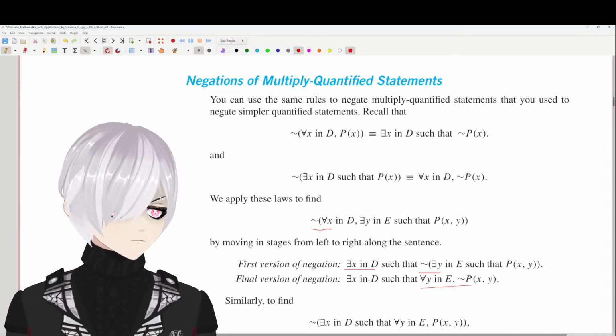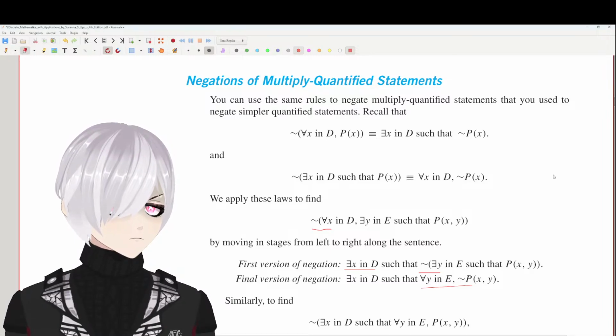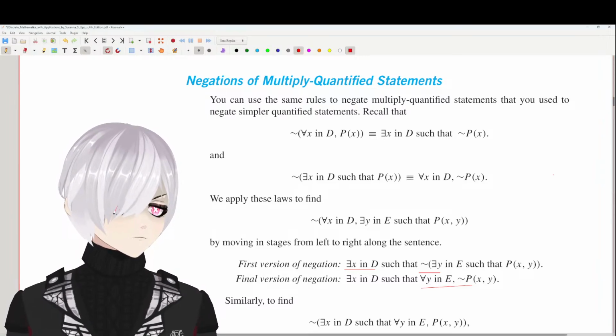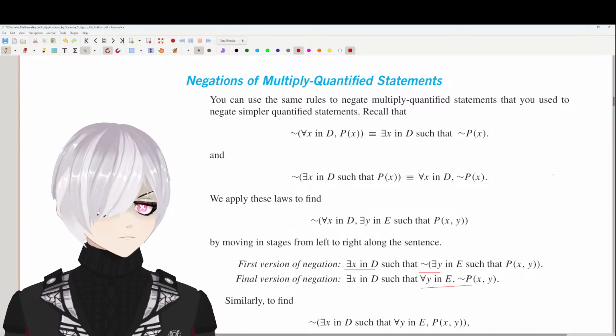And then if you want to negate that, it's not the case that everything in D has something in E such that the P relation holds between them. Then you want there to be something in D such that the P relation doesn't hold between it and anything in E. For everything in E, the P relation doesn't hold between that x and it. But yeah, we applied those negation rules step by step.